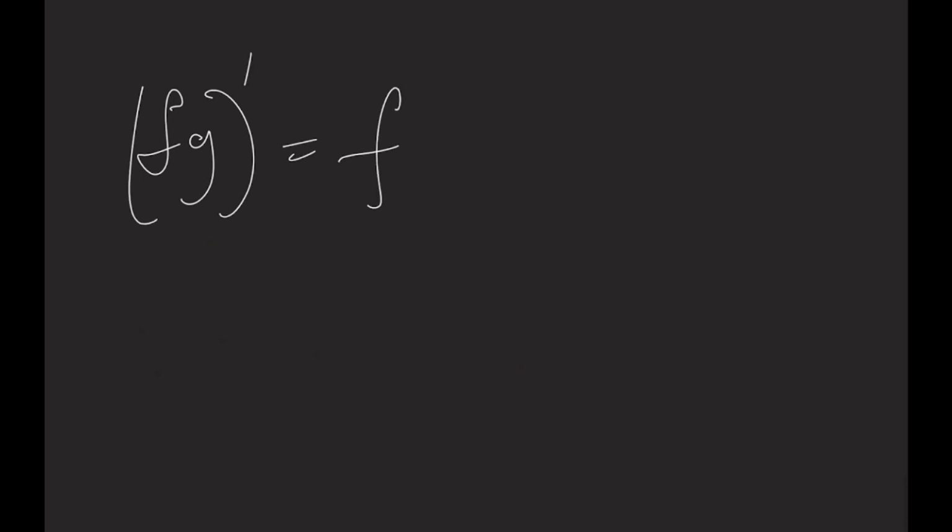And so the way that the book teaches you how to do it is, let's say you have a function f times g, and then you find the derivative of it. This is going to be f prime times g plus f times g prime. Okay, so this is just the simple product rule.